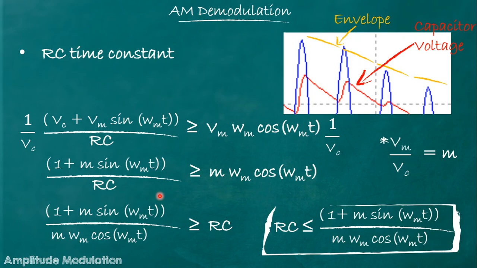Now if we interchange the positions of RC and this term, then we can say that (1 plus m sin ωm t) over (m ωm cos ωm t) must be greater than or equal to RC, or RC must be less than or equal to this term. So here we get a condition on the value of RC.